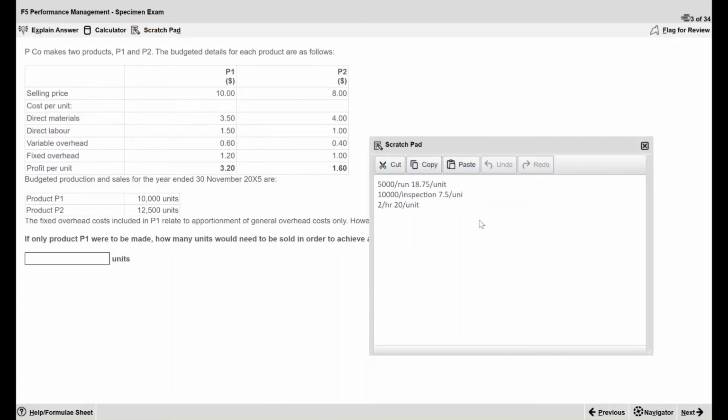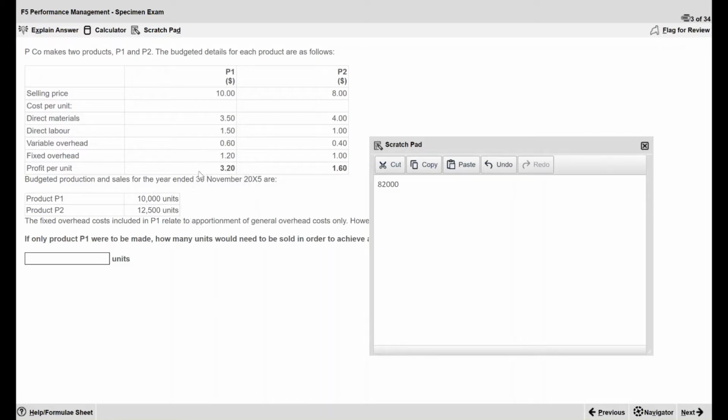Contribution can be calculated in two ways. One way is to take sales minus variable cost. That is the long way. But the easiest thing to do is take profit plus fixed cost. Because what is contribution? Contribution is profit before fixed cost. And what is profit? Profit is contribution after fixed cost. So if we take profit and add back the fixed cost, it will give us contribution per unit, which will be the quickest way of finding contribution.